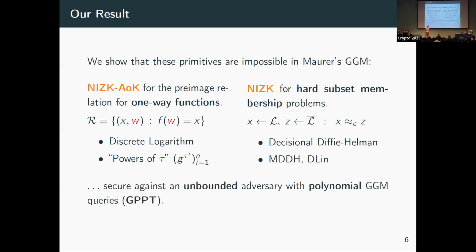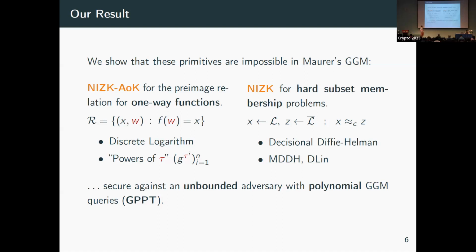Now, unfortunately, this result cannot hold unconditionally, of course, because we do have NIZKs, or at least we believe we have NIZKs. Therefore, actually, all these negative results only apply against unbounded adversaries that are limited to making polynomially many queries to the generic group model oracle.